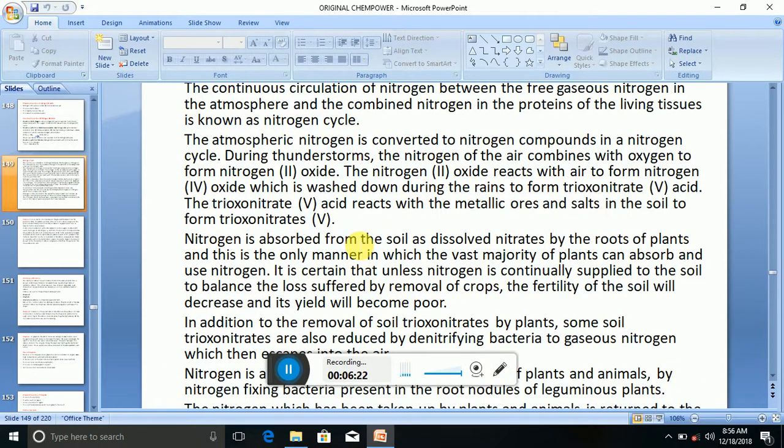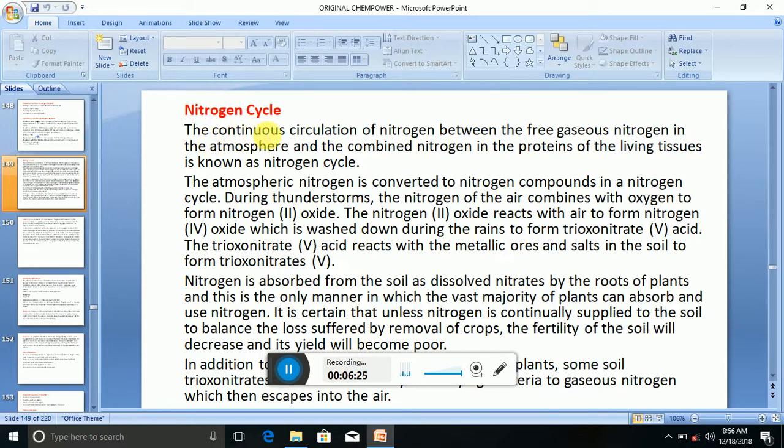A very important thing to note in the nitrogen cycle is that it is the continuous circulation of nitrogen between the free gaseous nitrogen in the atmosphere and the combined nitrogen in proteins of living tissue. You need to know the work of thunderstorm in converting free nitrogen in the air to nitrogen(II) oxide, which then reacts with more air to form nitrogen(IV) oxide, which is washed down during rains to form trioxonitrate(V) acid, which then reacts with metallic ores and salts in the soil to form trioxonitrate(V), which are the nitrates.